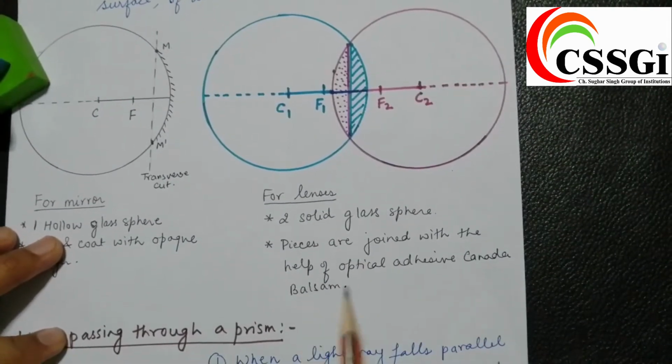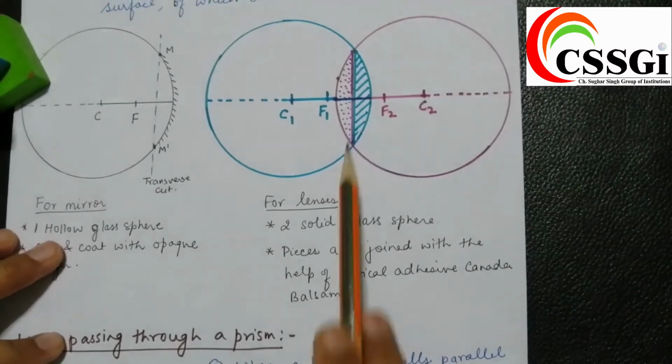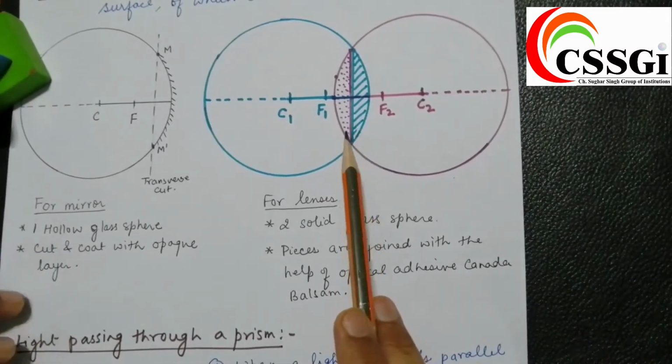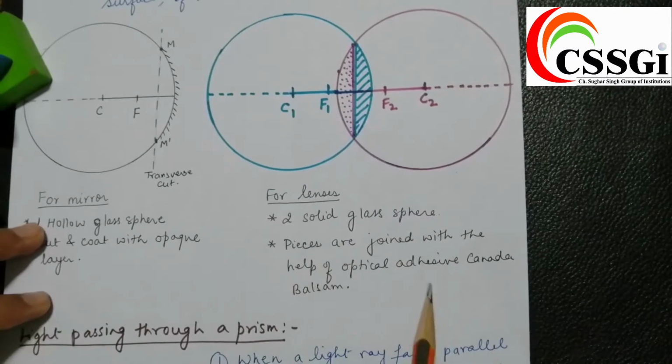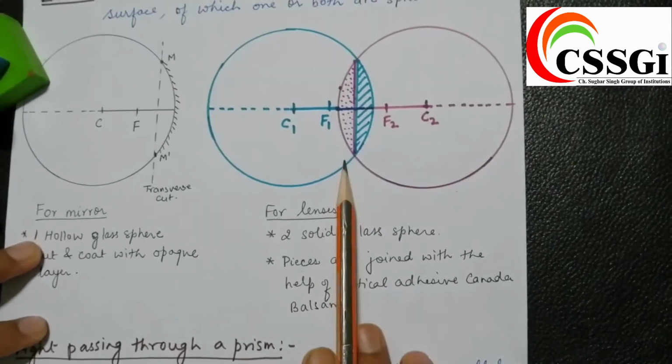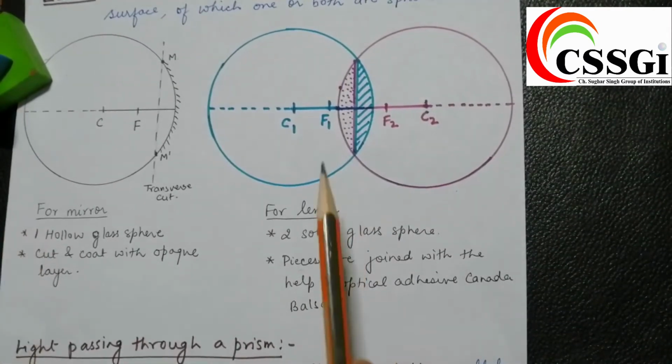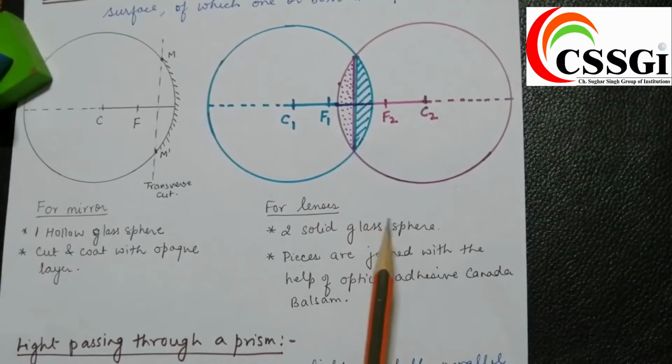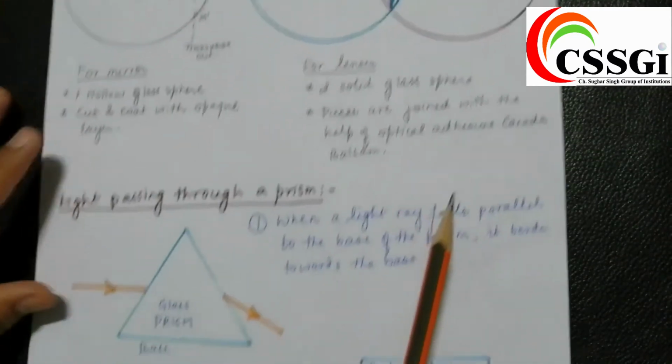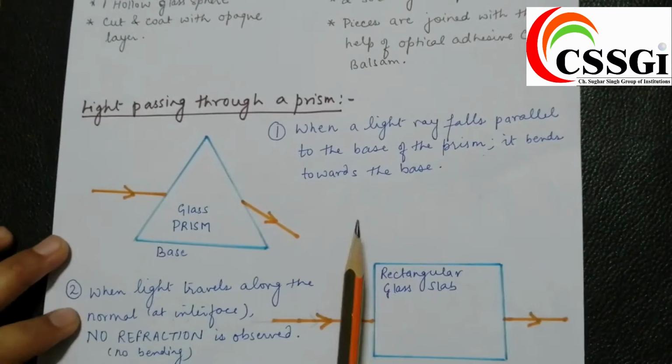Canada balsam is a transparent optical adhesive whose refractive index is nearly the same as that of glass. To understand the formation of a lens, there is an alternate way, but before that I want to draw your attention to these two basic points.